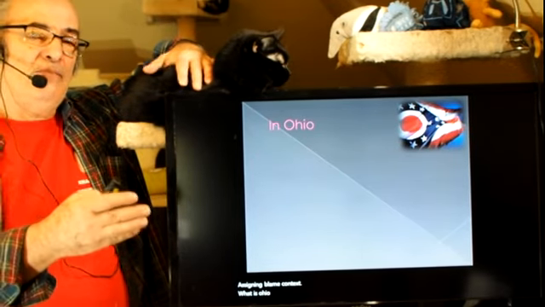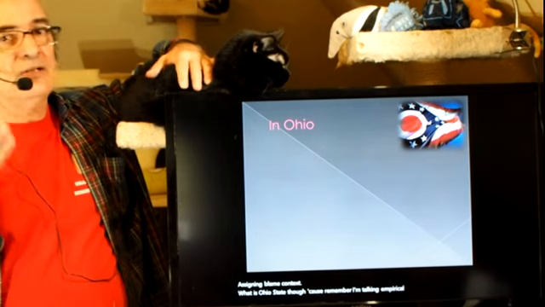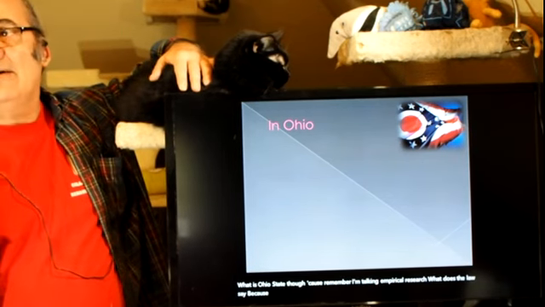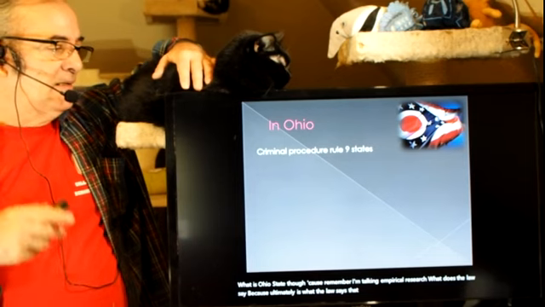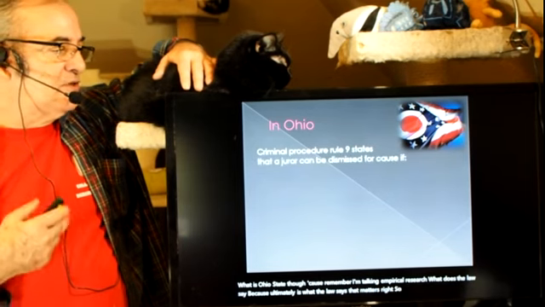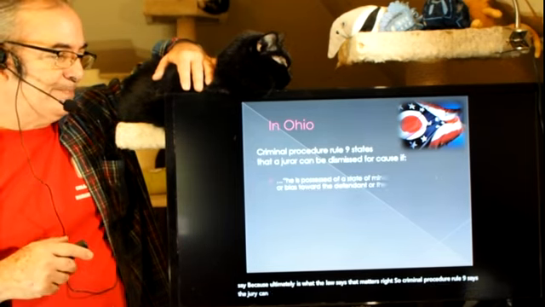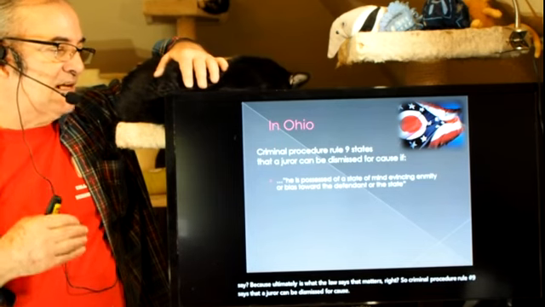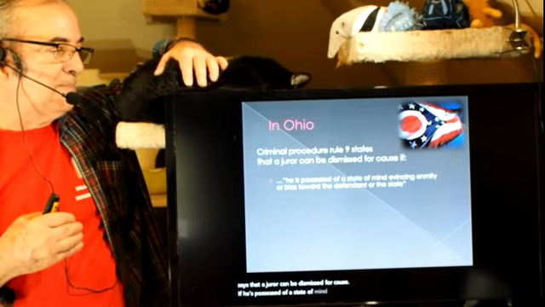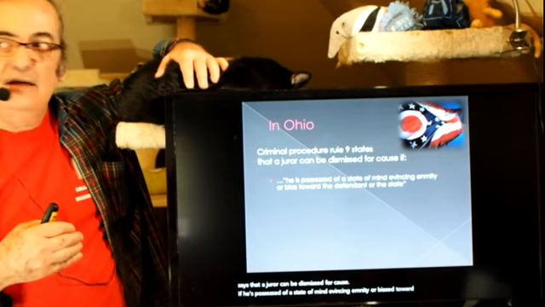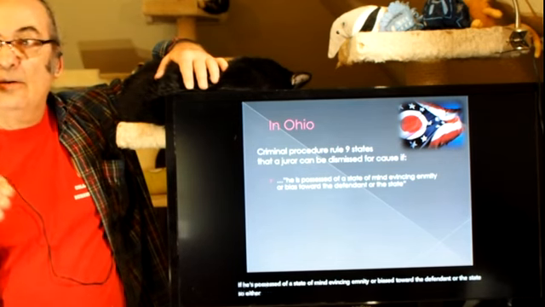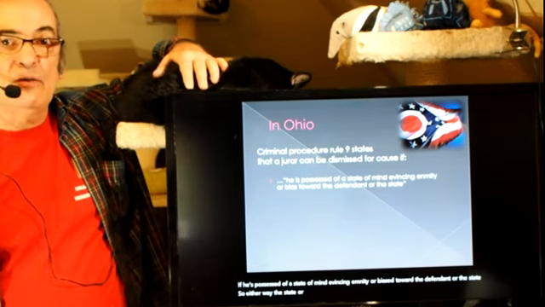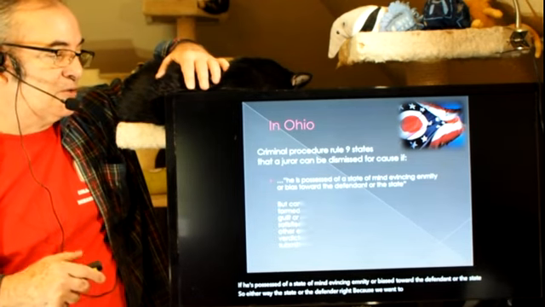Because remember, I'm talking empirical research. What does the law say? Because ultimately, it's what the law says that matters, right? So, Criminal Procedure Rule number 9 says that a juror can be dismissed for cause if he's possessed of a state of mind evincing enmity or bias toward the defendant or the state. So either way, the state or the defendant, right? Because we want to give both a fair deal, so to speak.